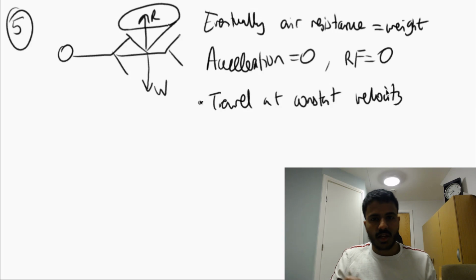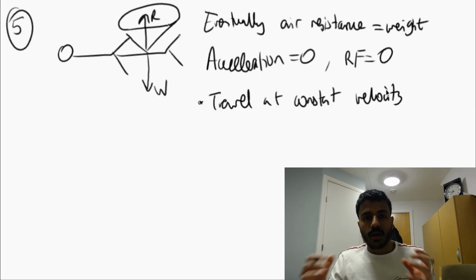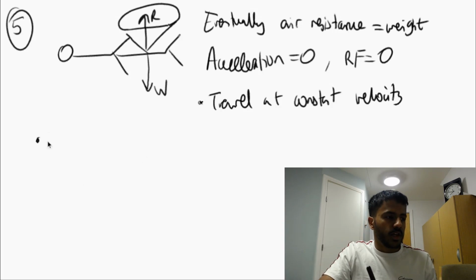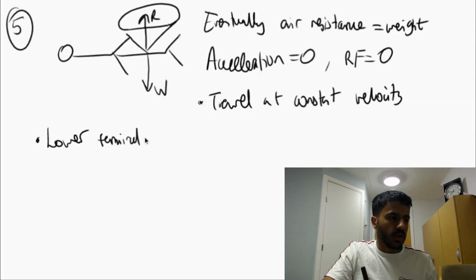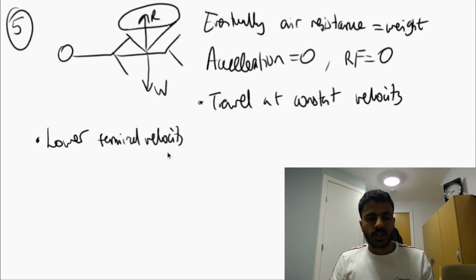And this is once again a terminal velocity, but this time it is of a lower speed to the previous one. So it's a lower terminal velocity. And it will continue to reach the ground at this velocity, and this velocity will be a lot safer to hit the ground at than the velocity it was previously travelling at.